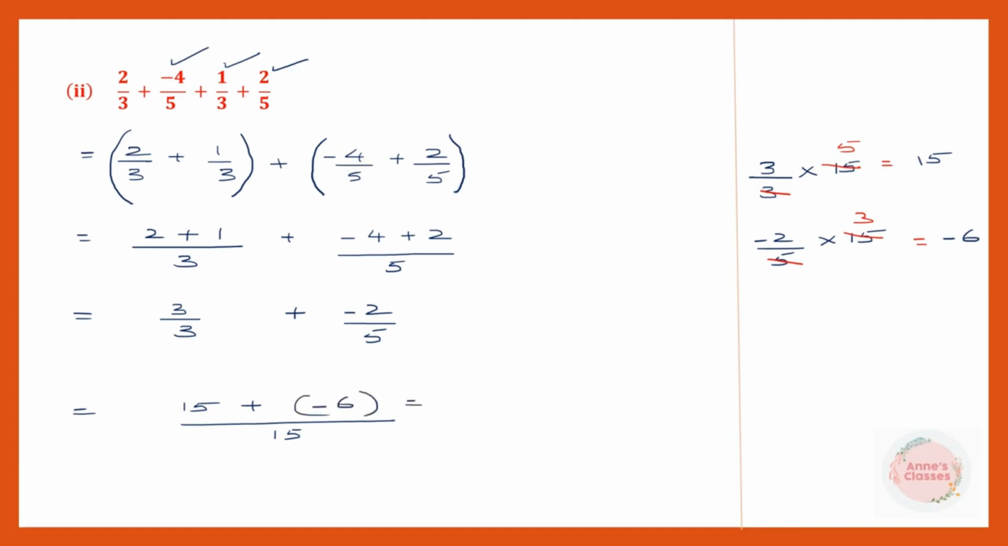So this will be 15 minus 6 by 15. 15 minus 6 will be 9. So that is 9 by 15. And 9 by 15 can be reduced to the lowest term. So both 9 and 15 are divisible by 3. So this is 3 3s are 9, 3 5s are 15. So what do we have here? We have 3 by 5, which is our final answer.